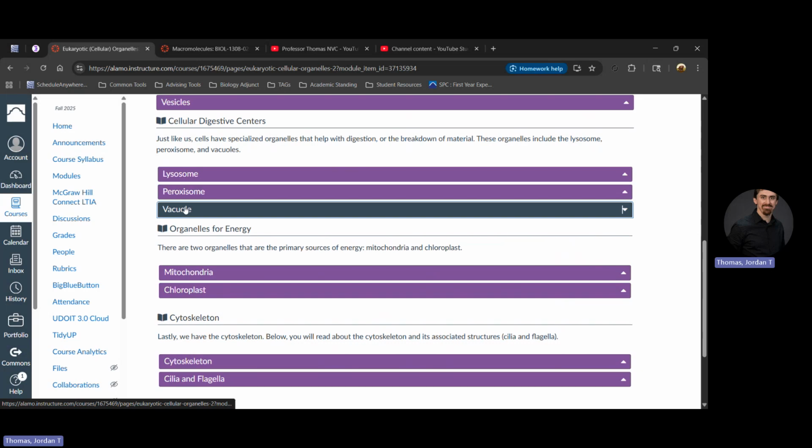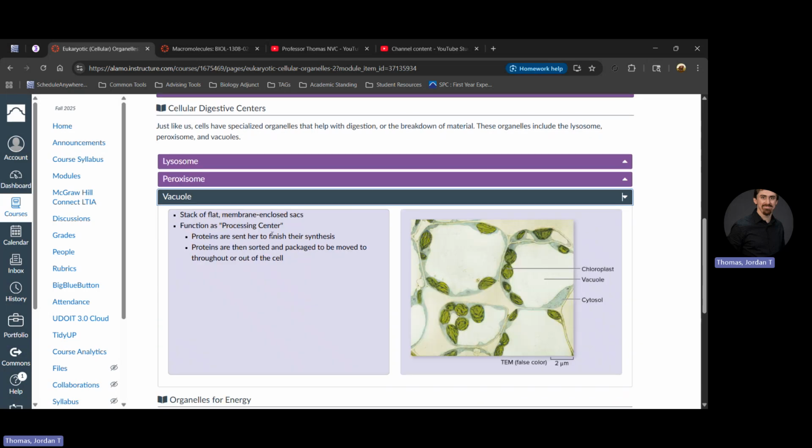The last thing is vacuoles for this section. Vacuoles are a stack of flat membrane. So the vacuole is within plants. The vacuole is this big open area that serves as a storage site for water and different molecules. It helps with detoxification and so forth. Keep in mind though, the vacuole is only in plants.